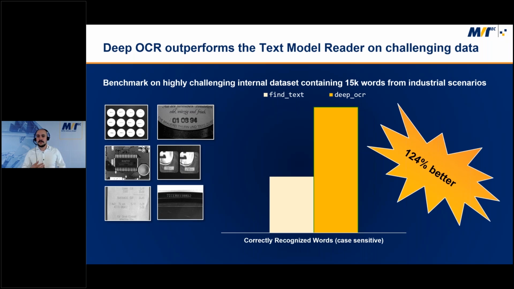Of course, we also made some benchmark on how well this Deep OCR performs. Here we have internally a data set of around 50,000 different, highly challenging images with different kinds of text on them. And we benchmark this against our Find Text functionality. Here we see that our Deep OCR works, say, 124% better than our Find Text. So there's a big improvement here compared to the existing technology for OCR, which will still be available in HALCON.